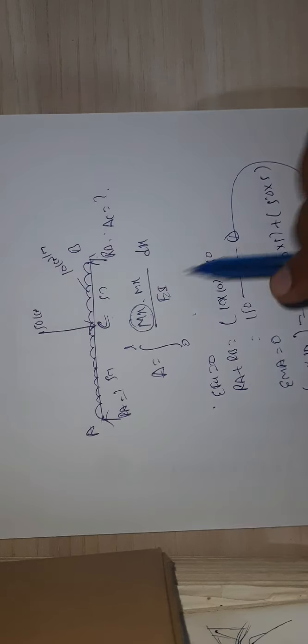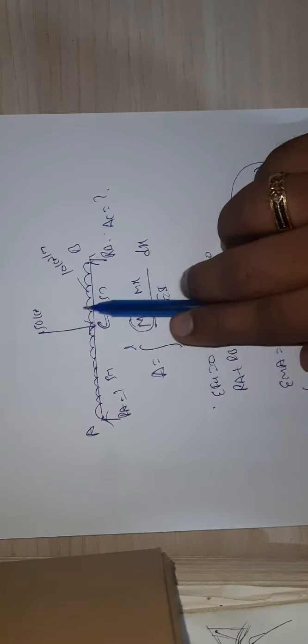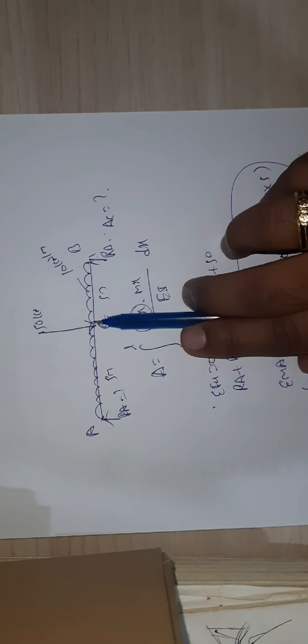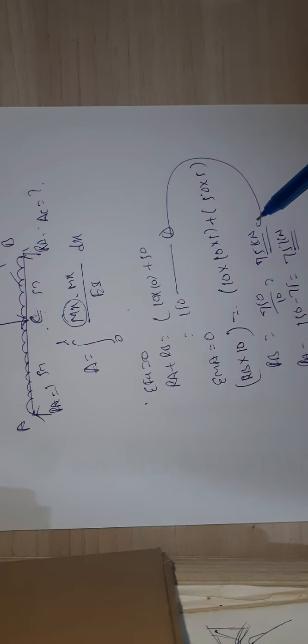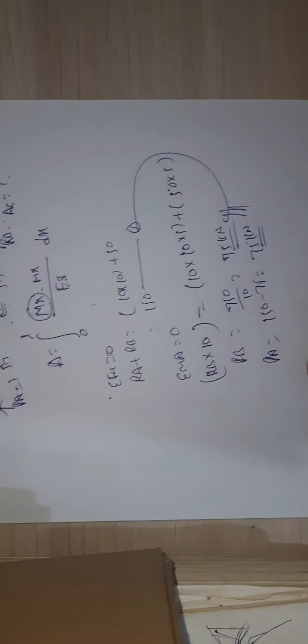If you see clearly, it is a symmetrical beam. If you cut exactly at the center, left hand side equals right hand side, so directly you can write total load divided by 2. Total is 10 into 10 plus 50, so it is 150 divided by 2. This is 75 kilonewton. Like this also you can calculate.